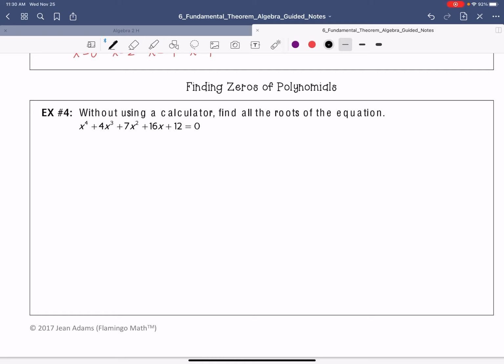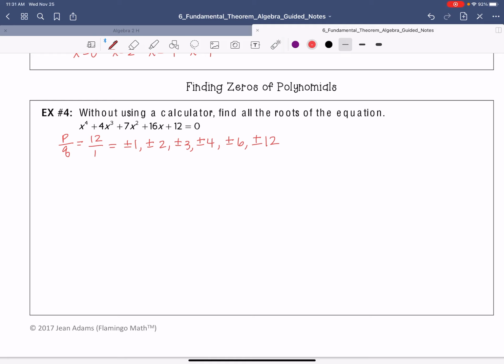So that's what we're going to do, P over Q. My P is 12, my Q is 1, which is lovely when my Q is 1, because now we're just listing out the factors of 12. So we would have plus or minus 1, plus or minus 2, plus or minus 3, plus or minus 4, plus or minus 6, plus or minus 12.